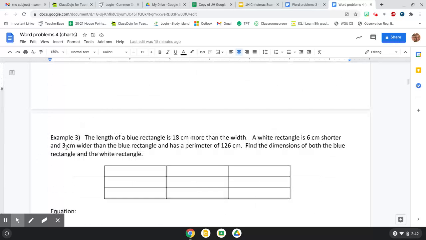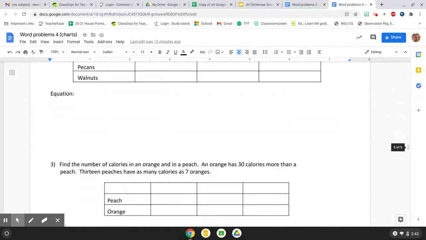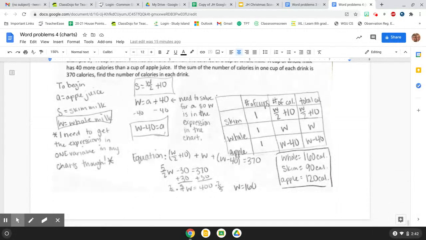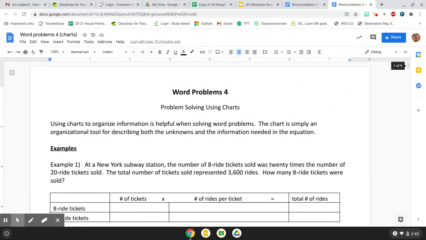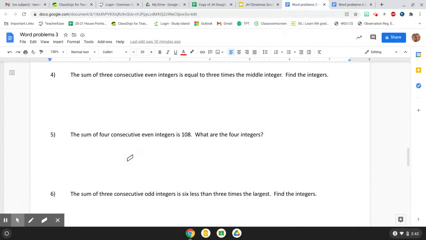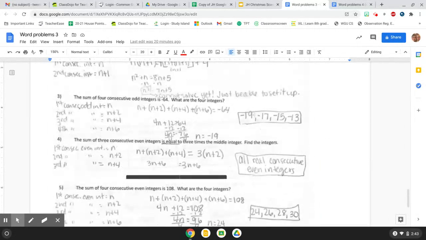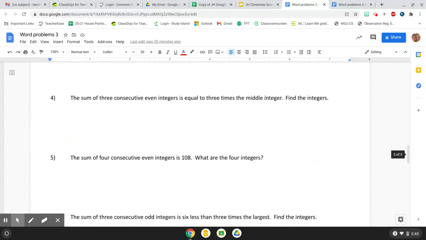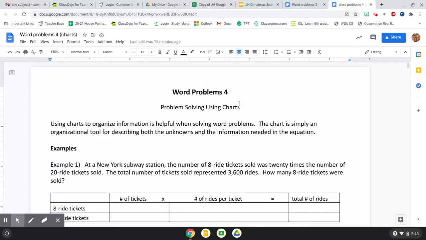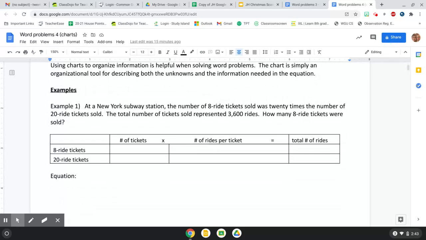There are a ton more on here, and you're not doing all of those today because that would be way too much. The answer key to the ones that you're doing today is posted at the very bottom. Same with the other one: with the consecutive integer problems, the answer key is at the bottom as well. So make sure that you are checking those out. I try to make it as clear as possible, but again, let me know if you have questions. All right, moving back to these using charts. Again, they're just graphic organizers, and I'll show you how to use them.